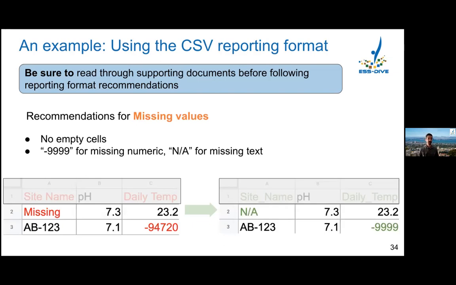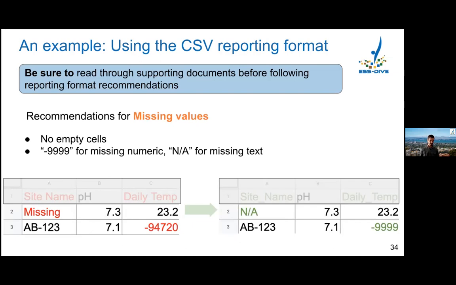Next, we'll look at their recommendations for how to indicate missing values. First, they specify that no cells in the spreadsheet should be blank, and that if you're missing any numeric data, you indicate that with a -9999 in place of any missing numeric, and an n/a in place of any missing text.